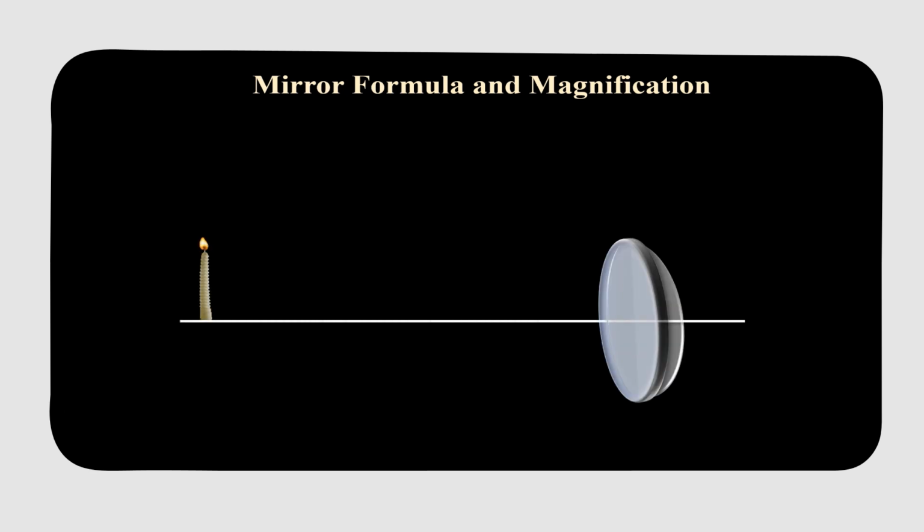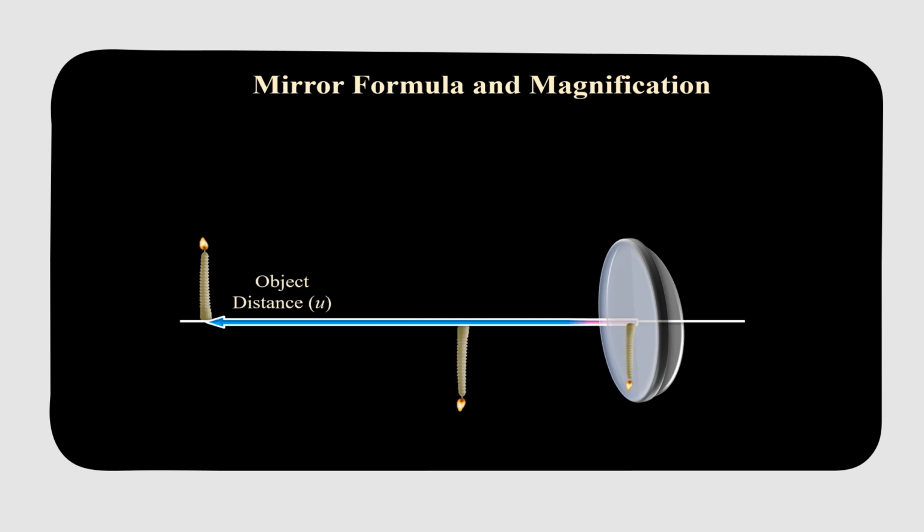Let us learn about mirror formula and magnification. In a spherical mirror, the distance of the object from its pole is called object distance, that is u. The distance of the image from the pole of the mirror is called the image distance, that is v. You already know that the distance of the principal focus from the pole is called the focal length, f.